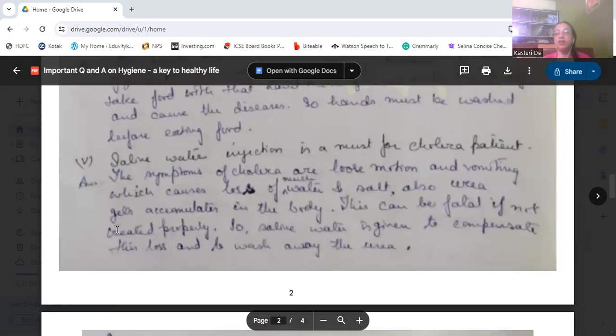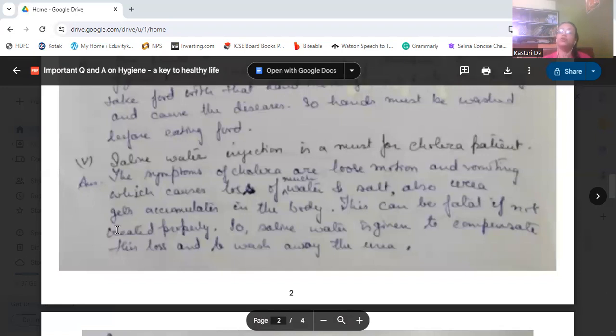The saline water injection is a must for a cholera patient. Why is it so? In cholera, we know we have loose motion and vomiting. Too much loose motion and too much vomiting takes place. So in that case, there is loss of water and salt from the body. Even urea gets accumulated inside our body when we have cholera. So that becomes fatal. If not treated properly, the person can die.